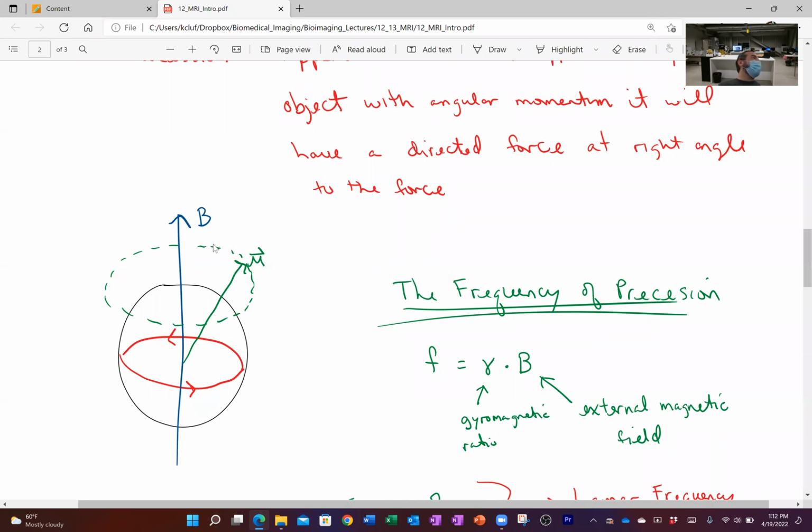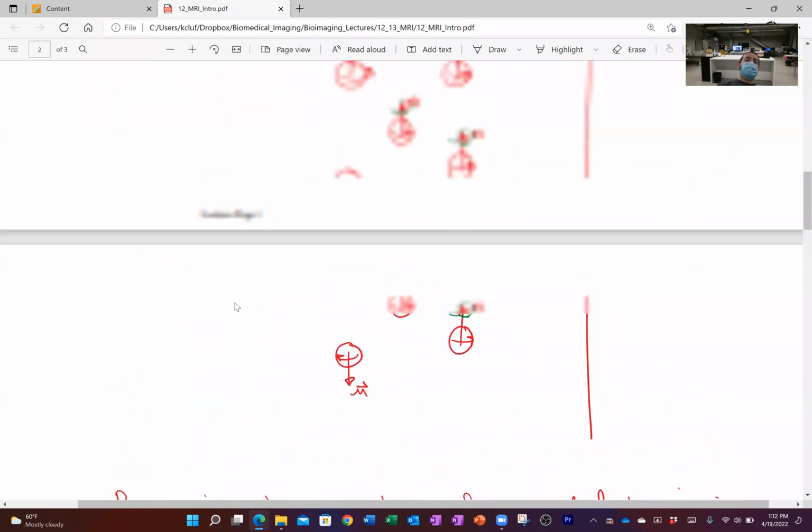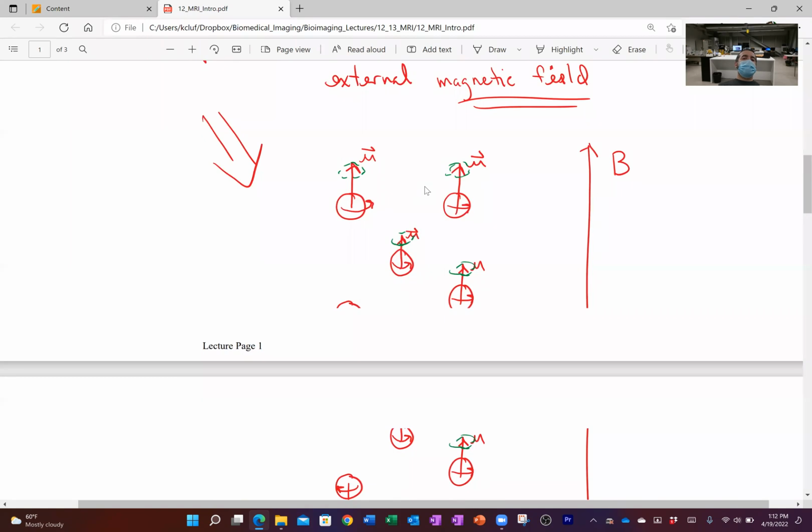So it'll cause it to wobble about the external B field. They don't just line up perfectly, but instead they all wobble. It's called precession. Precession is also something they have to watch for when launching a rocket into space. It can't precess too much or it'll fly apart.